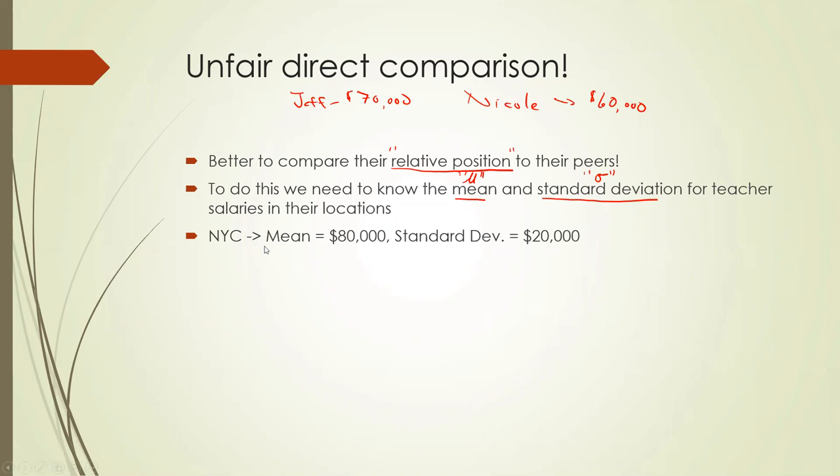The mean teacher salary, let's just assume in New York City, is 80 and the standard deviation is 20. In Albany, the mean is 50 and the standard deviation is 5. So relative to their peers, who's doing better? And why? Can anybody tell me who's better off relative to their peers and why?